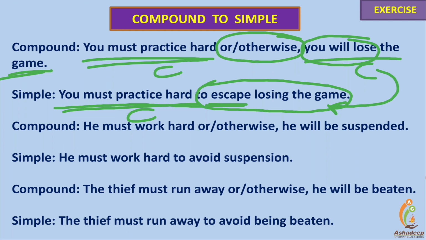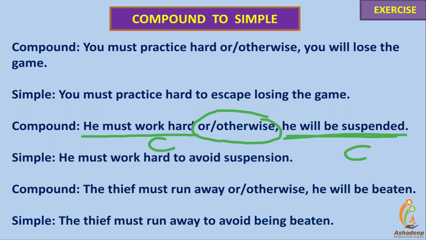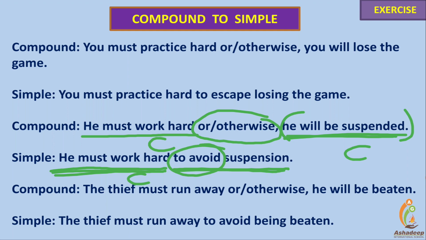Next one. He must work hard or otherwise he'll be suspended. Two clauses. He must work hard remains the clause only. Now here you can see how smartly the clause has been converted into a phrase. To avoid suspension. To avoid, it's an infinitive verb. Next one.